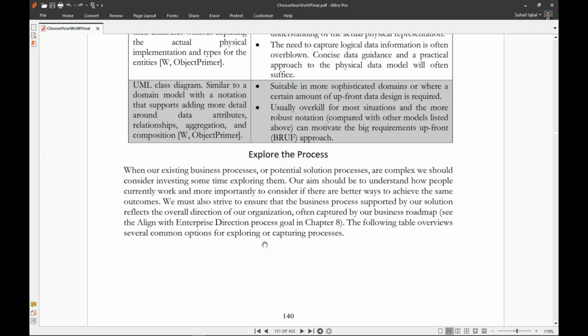Last one is the UML class diagram, similar to a domain model with a notation that supports adding more detail around data attributes, relationships, aggregation, and composition. It is suitable in more sophisticated domains where a certain amount of upfront data design is required. Usually overkill for most situations, and the more robust notation compared with the other models listed above can motivate the big requirements upfront, BRUF, approach.